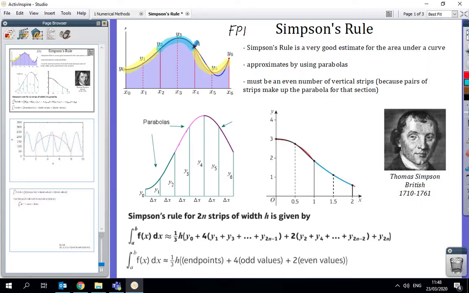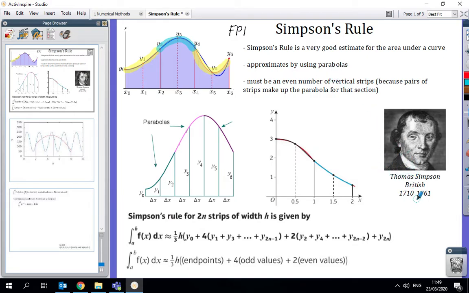So now it makes sense why there needs to be an even number of strips, because each pair creates a parabola. It's not each section, it's the whole curved bit. Again, you can see here this is a parabola section, and this is a parabola section, and each one is made up of two strips. You'll also see on this one you've got a parabola here and a parabola here. That's why there has to be 4, 6, 8, any even number of strips.